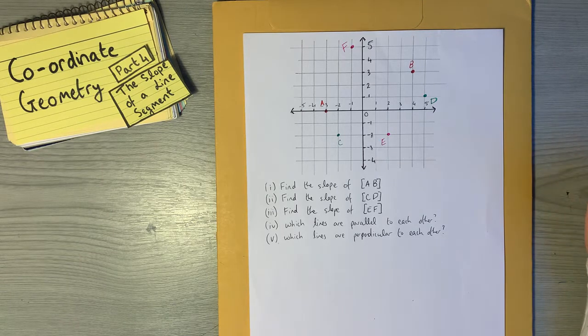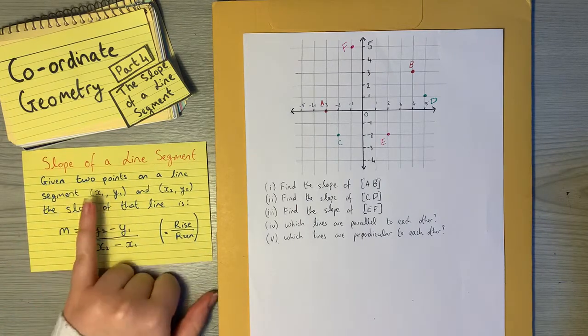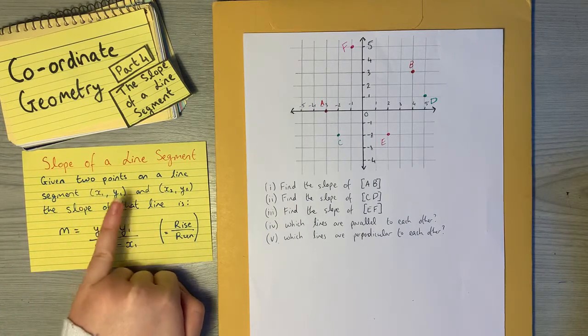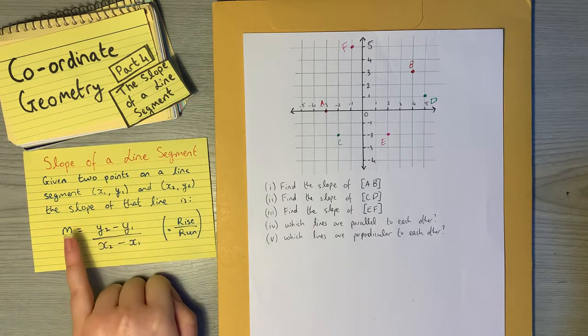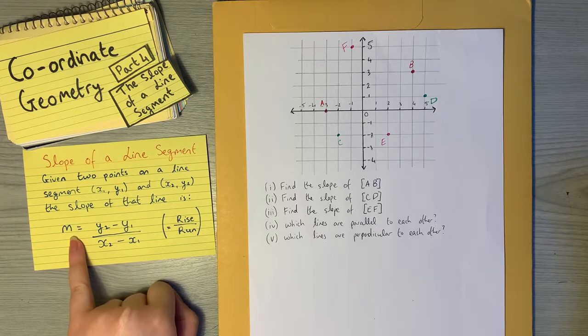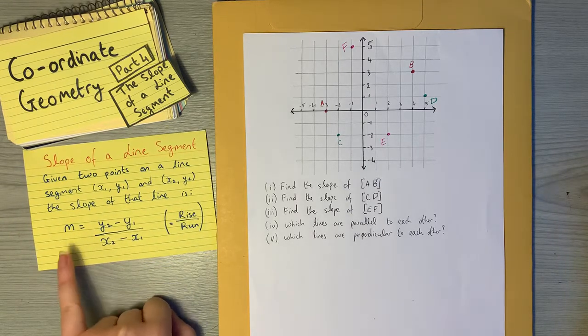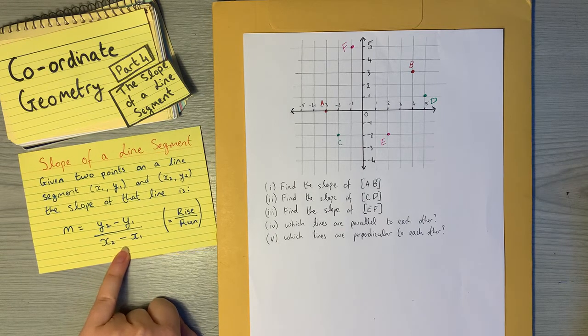Okay, now, like everything else in coordinate geometry, we tend to have a formula for this. So, slope of a line segment. Given 2 points on a line segment, so x1, y1 and x2, y2, the slope of that line is denoted by m, so m normally stands for the slope, and it's equal to y2 minus y1 over x2 minus x1.